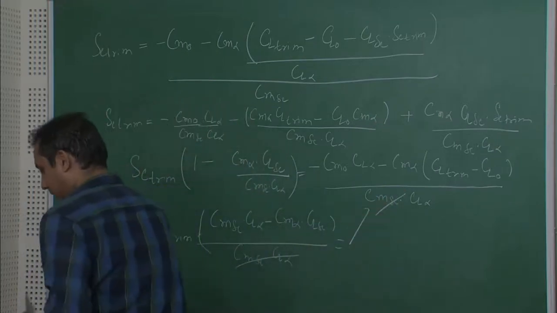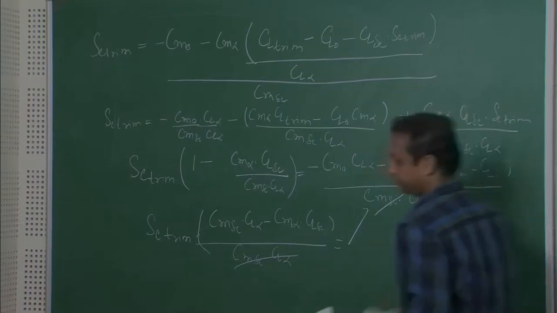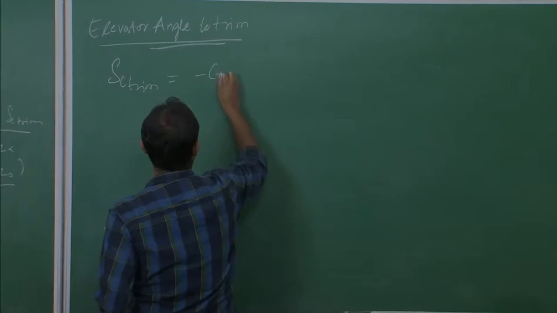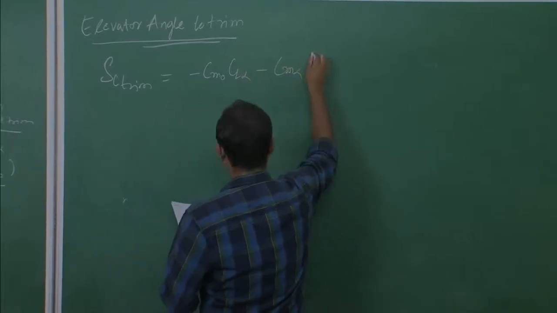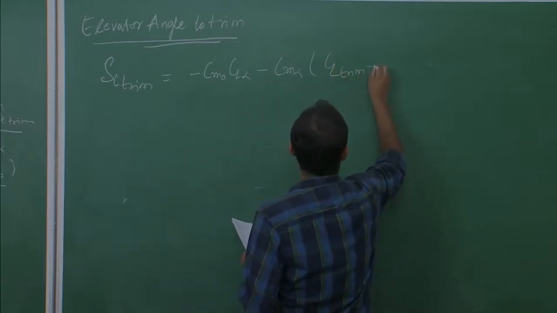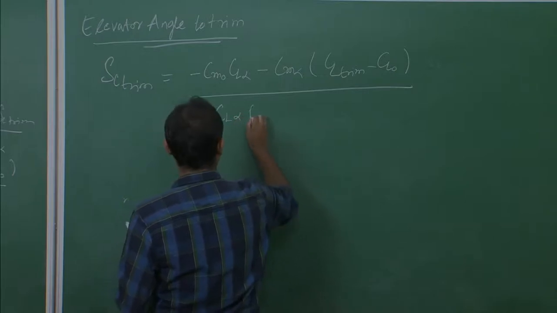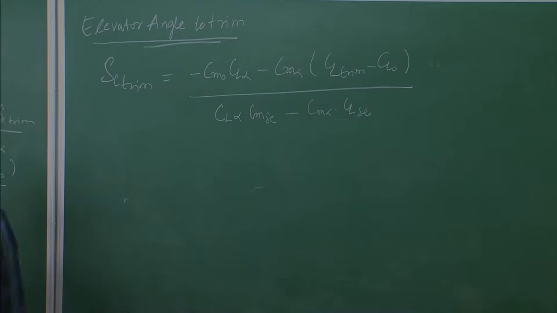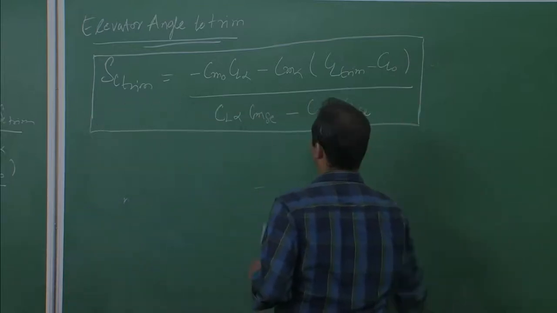This and this will be cancelled, and from this we will get the value of delta E trim required, which is equal to minus Cm naught CL alpha minus Cm alpha CL trim minus CL naught, whole divided by CL alpha into Cm delta E minus Cm alpha into CL delta E. This is the value of elevator angle deflection in order to trim your aircraft.